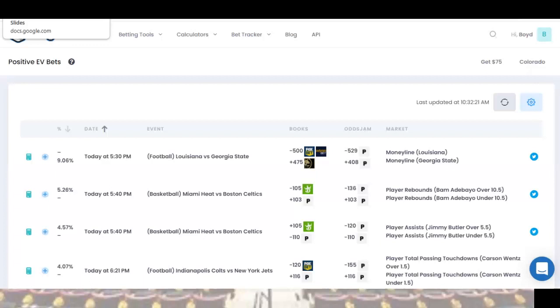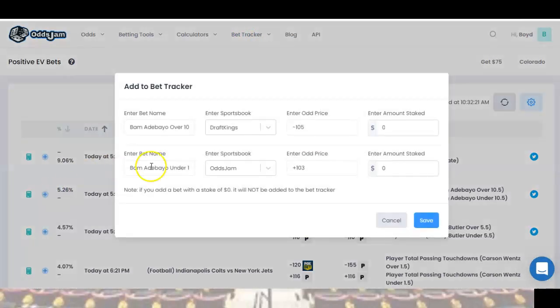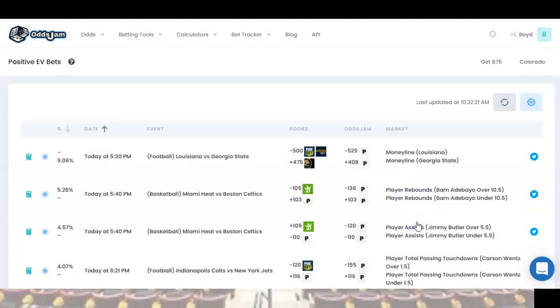The first one we're going to target here is the player rebounds, a player prop. The reasoning is we see the Oddsjam perfect line here at minus 136, where you can pick that up at DraftKings for minus 105. So I'm going to go up there and add that to the bet tracker. That'll be the first selection of the day. You can actually just add it here by hitting this button. We'll go up to DraftKings, play the over, and put in $100, and then save that. This is a nice way to keep track of everything as you go, and that'll be the first one of the day.